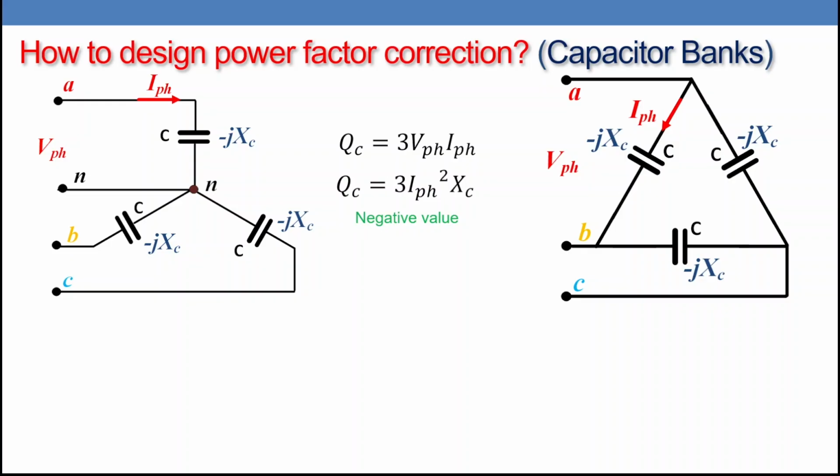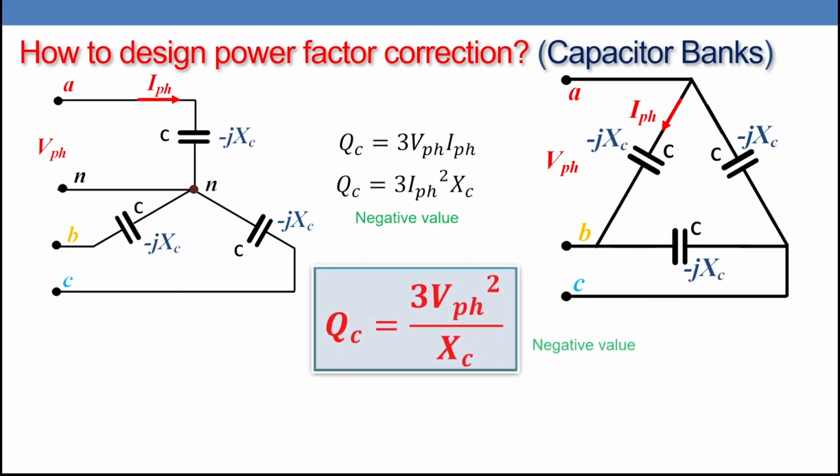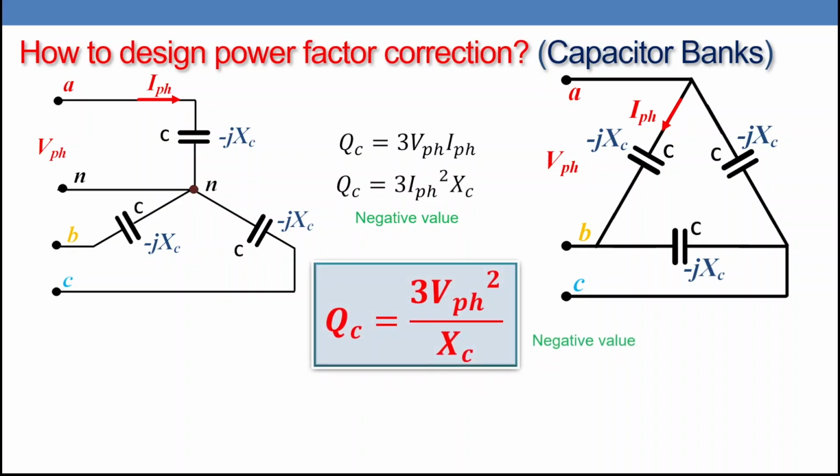Also, QC equals 3 I phase squared XC. Definitely that one is a negative value. What's QC? The amount of VAR to be added to the system to compensate the lagging power factor. We calculated that one 4 slides ago. Also, we can use another equation to design these capacitors, where QC equals 3 V phase squared over XC, and we call that one the design equation. So we calculated QC before, so we can use that one to calculate XC.